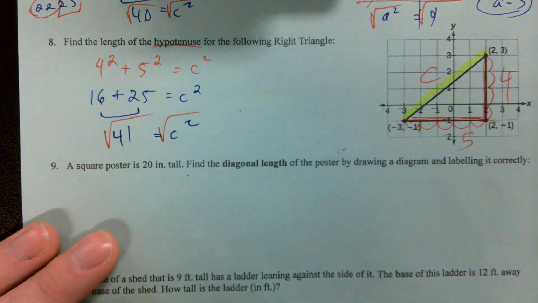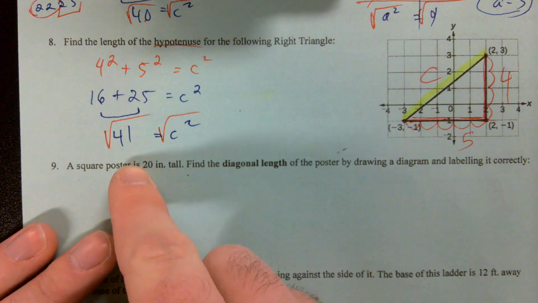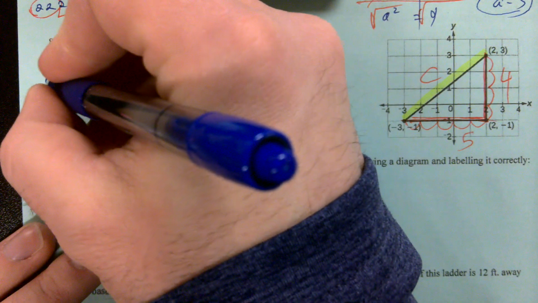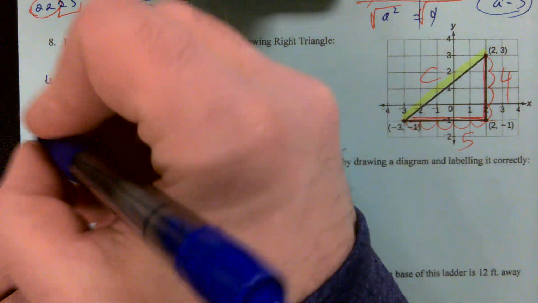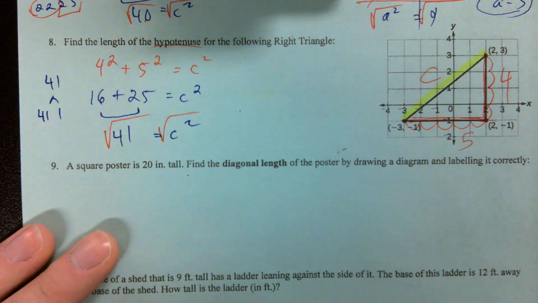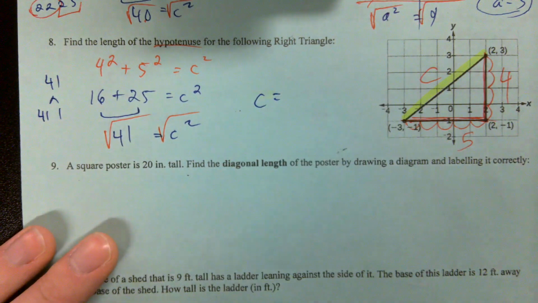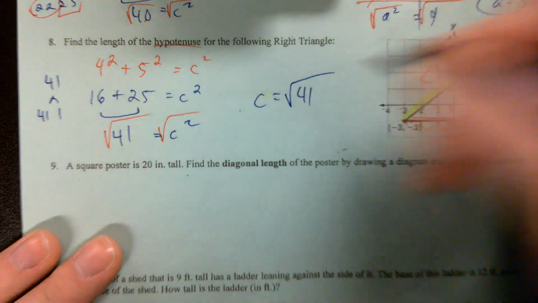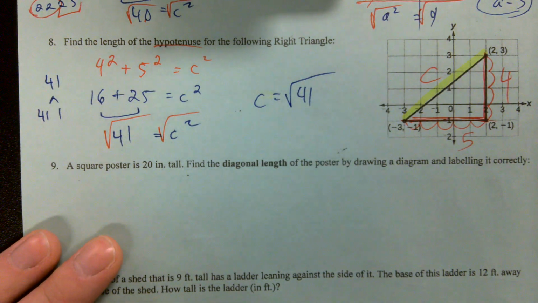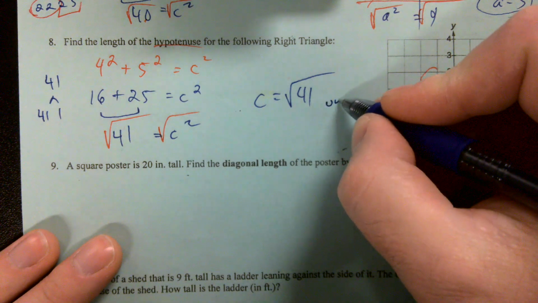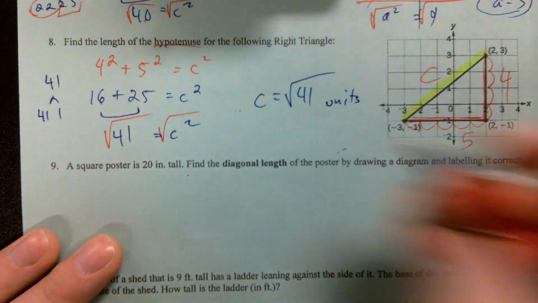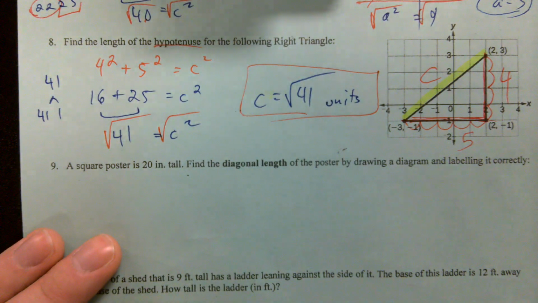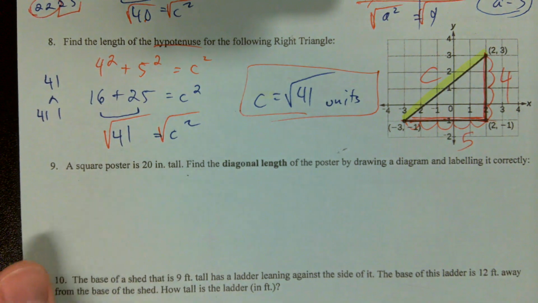Square root both sides. Is 41 a perfect square? No. Can I break down 41? No. So what is c equal to? Just the square root of 41. Units. We're talking about a graph. We need to make sure we have units.